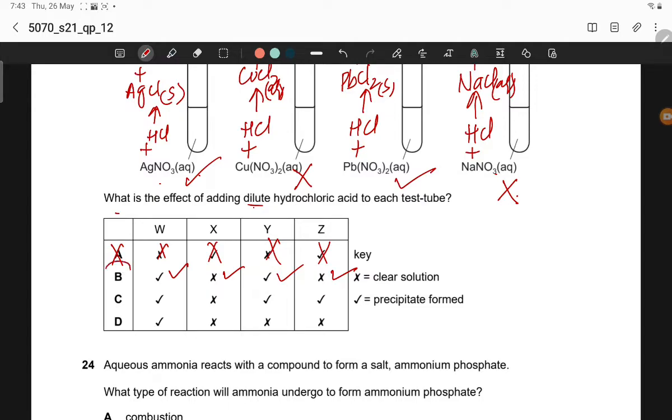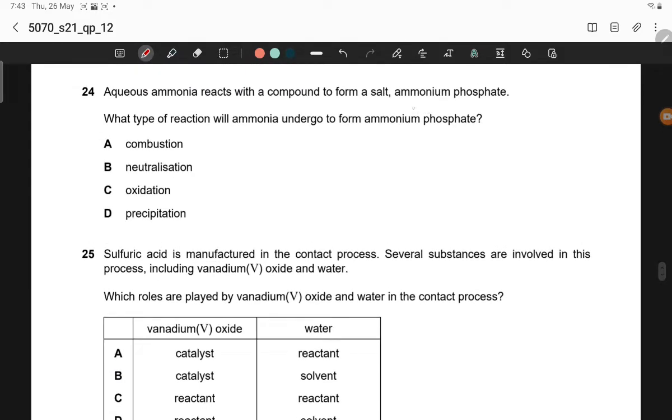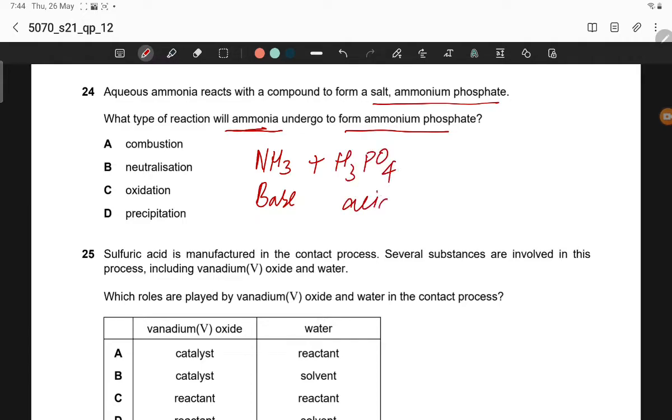Yes, B is the correct option. Aqueous ammonia reacts with a compound to form the salt ammonium phosphate. What type of reaction will ammonia undergo to form ammonium phosphate? Ammonia is a base. H3PO4 is an acid. To form (NH4)3PO4, a salt is formed, so this is an acid-base reaction. So this is neutralization, not combustion, not oxidation, not precipitation.